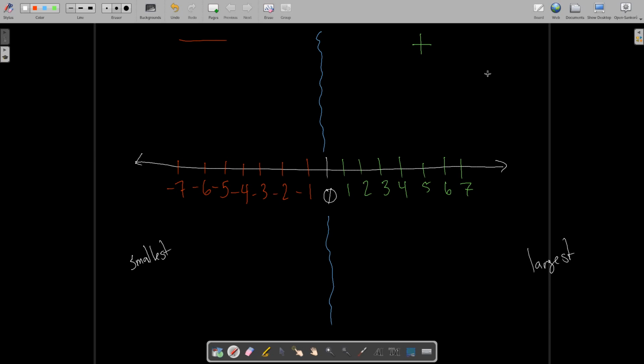So let's look at this. Let's just do a random set of numbers here that I'm just making up on the spot. Okay, so I have a -2. I have a 4.